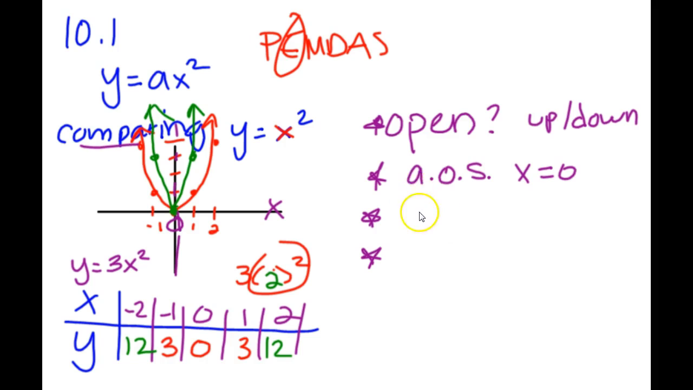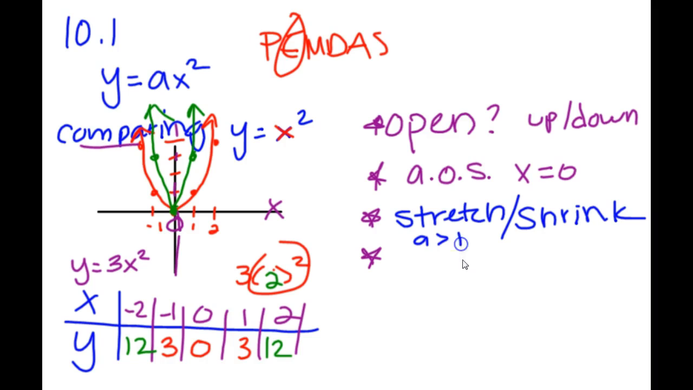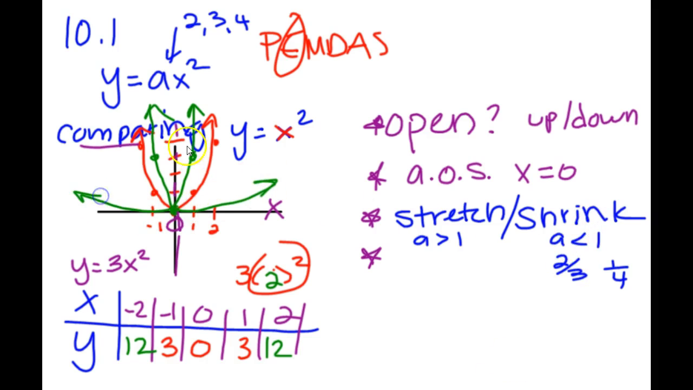Then, next, we need to determine, is our graph a stretch or a shrink? A stretch is when a out front is greater than 1. So if a here was like 2 or 3 or 4 or 8.5 or whatever number you want. If a is less than 1, for example, like 2/3, 1/4, 0.7, that would be a shrink, meaning your graph would be shorter and wider. So this one here, it was multiplied by 3, so this one was a stretch.